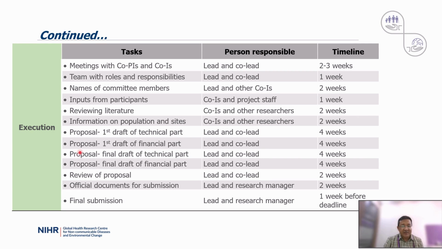Then the first draft of the financial part. Like you're aware that a proposal has two parts, a technical part and a financial part. So who takes responsibility for that and what time? And then, at the end, official documents for submission. The lead and the research manager can do that, which would take 2 weeks. And then the final submission, the lead and the research manager does that 1 week before the deadline.